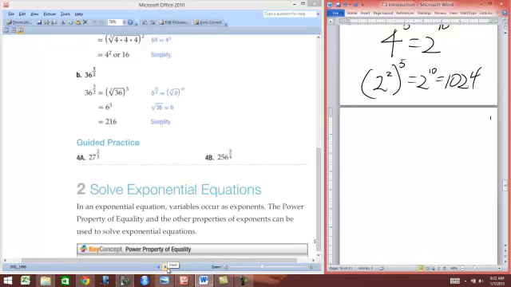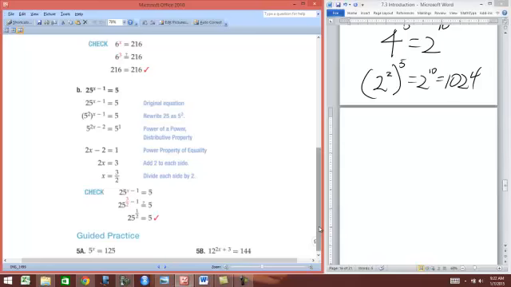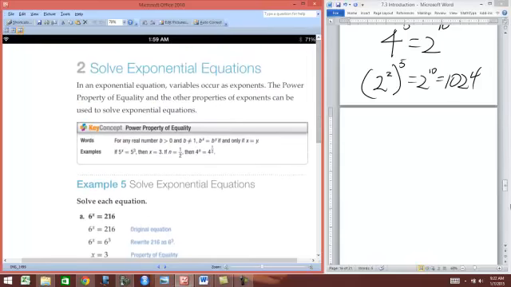Moving on. Now we're going to solve. Remember I mentioned solving these equations. In an exponential equation, variables occur as exponents. Now that sounds really awful, right? Okay, the power property of equality and other properties of exponents can be used to solve exponential equations. So, this is really important, okay?